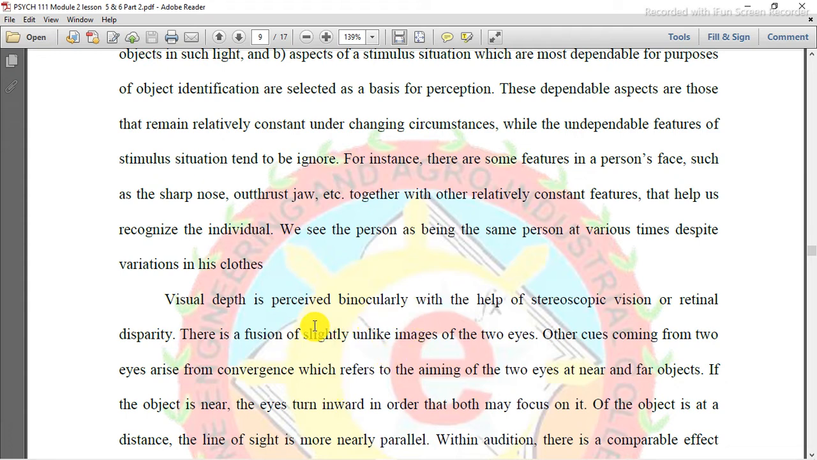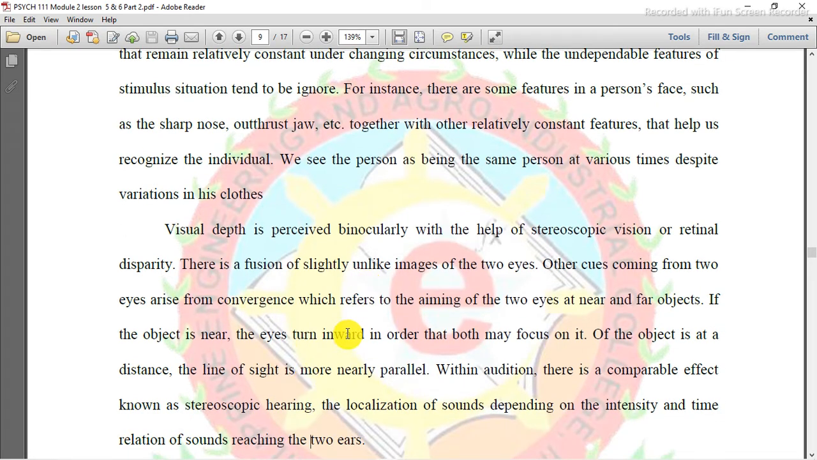Sa vision natin, sa retina, no? May mga times na depende parang sa camera ba, no? Parang medyo rough yung picture, ganun. Nalalaman natin yan. Other cues coming from two eyes arise from convergence. Meron din isang point na ganito. May mga individual kasi na nearsighted, farsighted. So, nalalaman natin yung attention natin pag we use the term convergence, meaning yung dalawang mata talaga yung ginagamit, no?